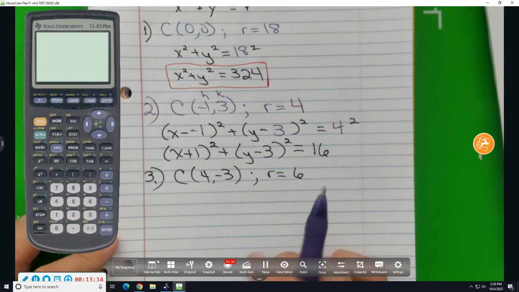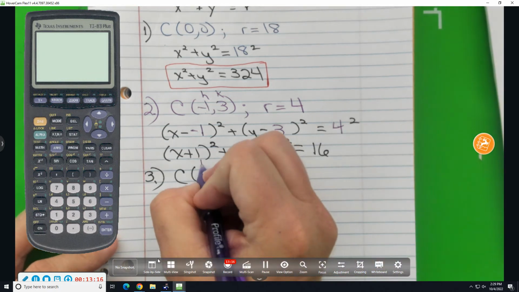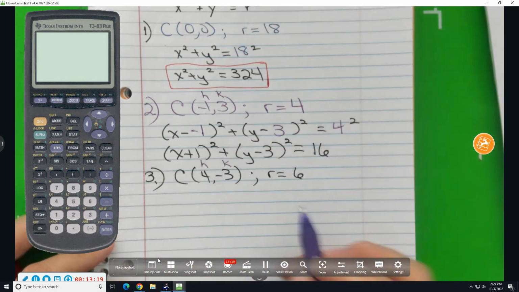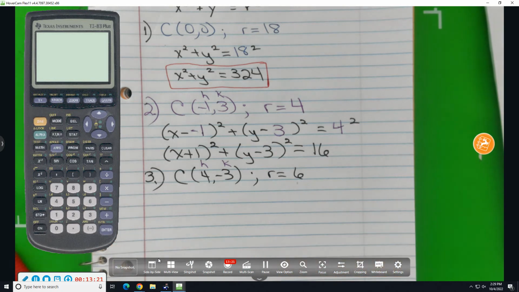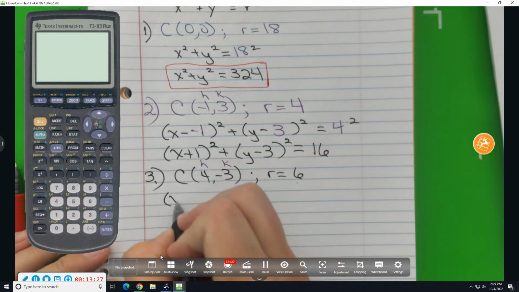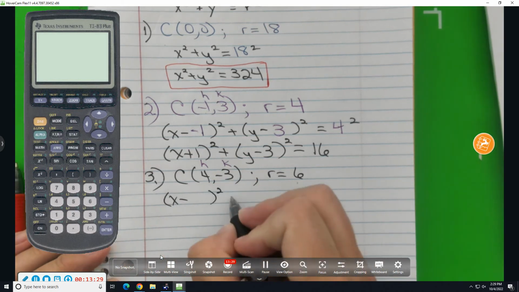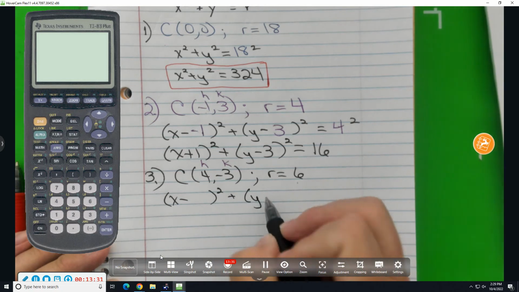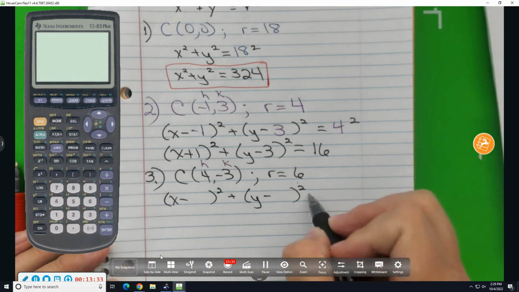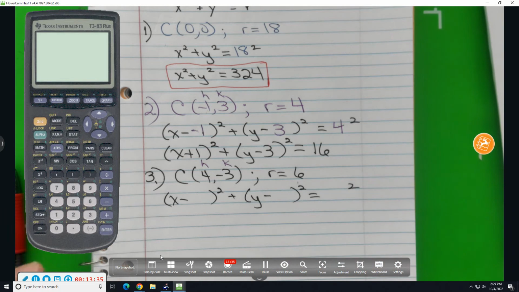Okay, just like in number 2, I'll label H and K. I already know R. I wrote it R equals for radius, so I know what the R value is. And I write my X minus, well, Y minus, and I'm going to fill in those 3 blanks.